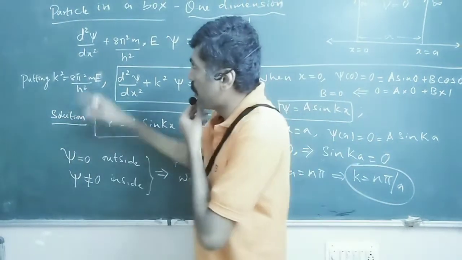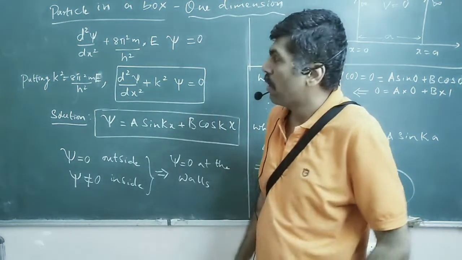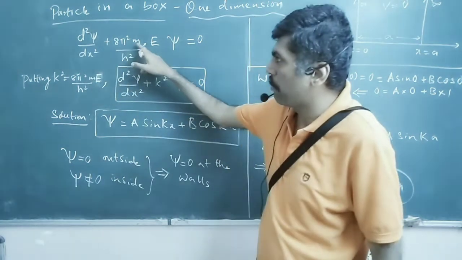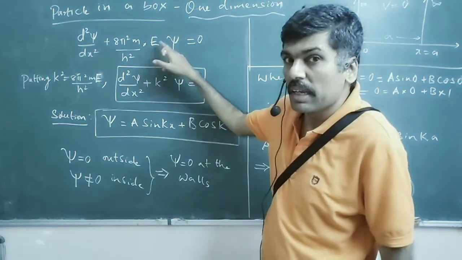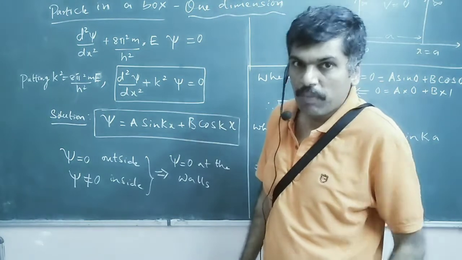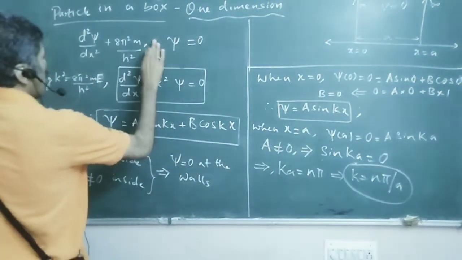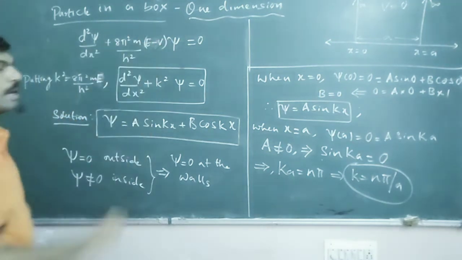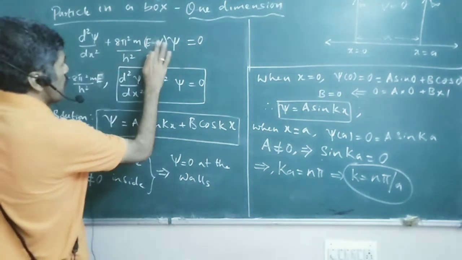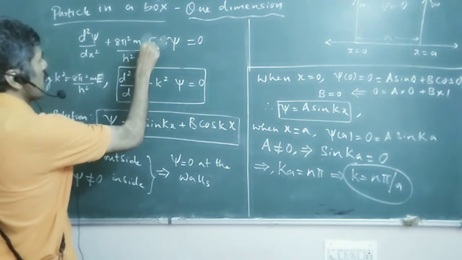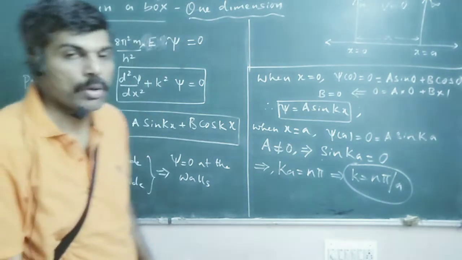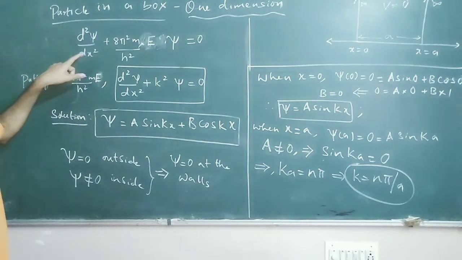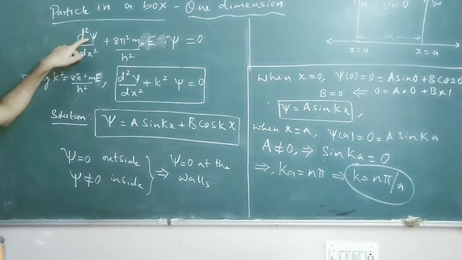As you very well know, the Schrodinger equation in one dimension, when potential energy is 0, can be given by d square psi by dx square plus 8 pi square m by h square E into psi equal to 0. If of course potential energy was there, we would have written it as E minus V. But since the potential energy is 0 everywhere within the box, I am writing it as E into psi. Please remember that this is a second order differential equation in psi.